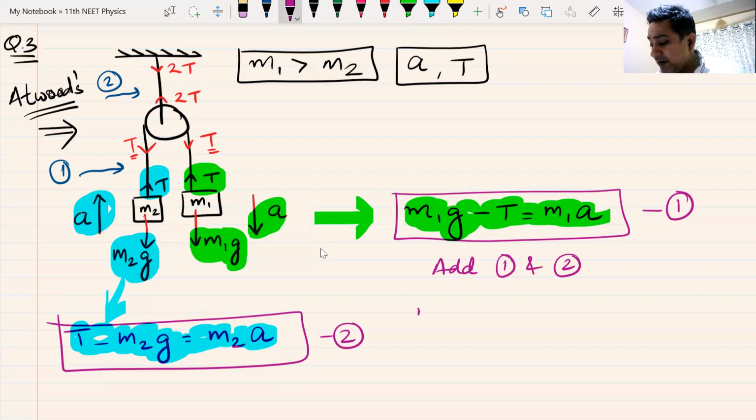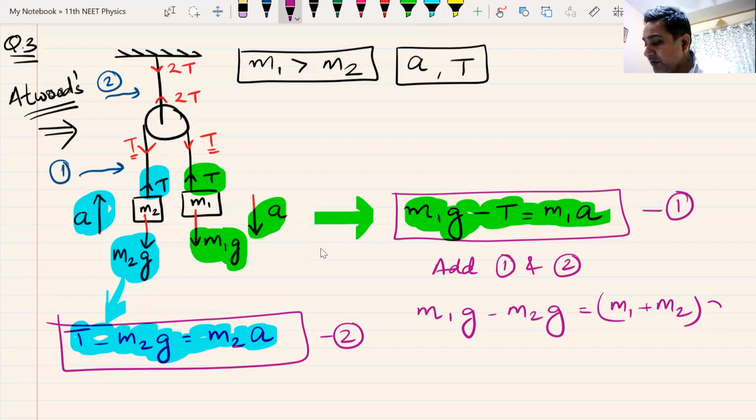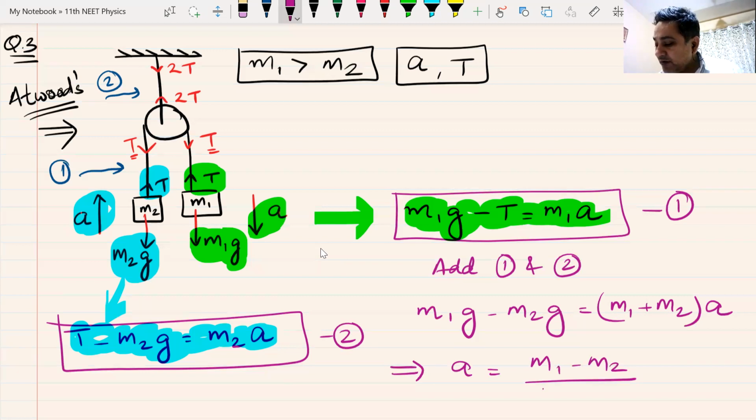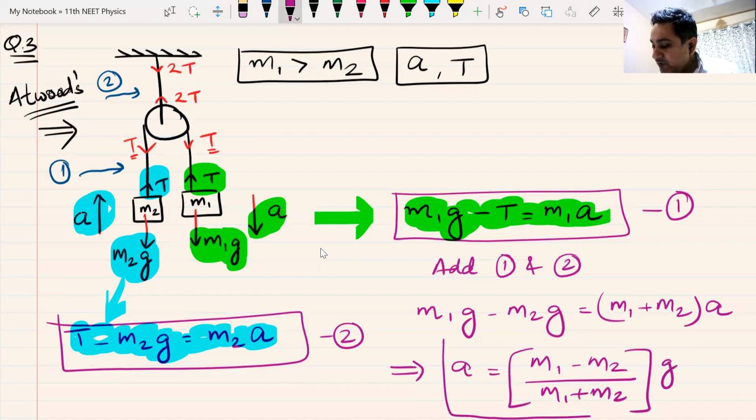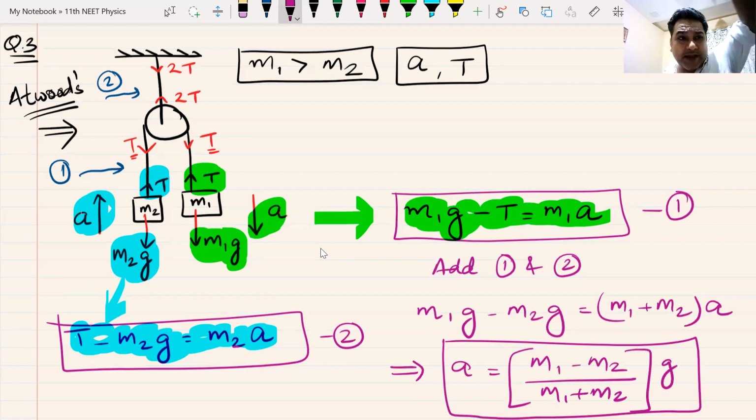What do I have? On the left hand side I have m1g minus m2g. On the right hand side I have m1a plus m2a, so I've taken m1 plus m2 common, multiplied by a. This gives me acceleration as (m1 minus m2) divided by (m1 plus m2), this entire thing multiplied by g. That becomes my acceleration for the two blocks. m1 is going downwards, m2 is coming upwards. Do we all understand this?